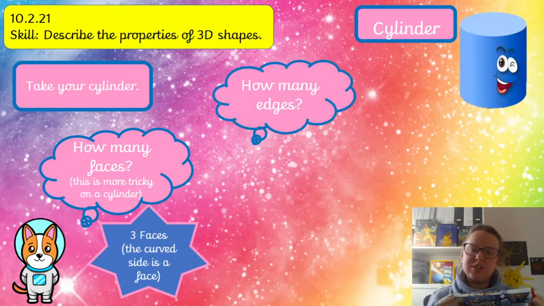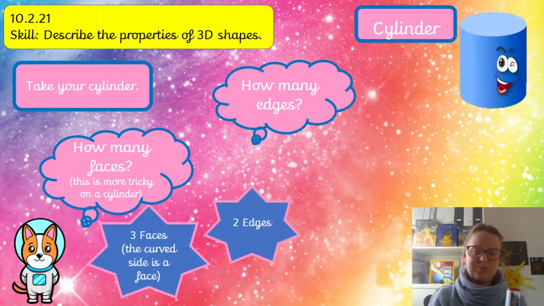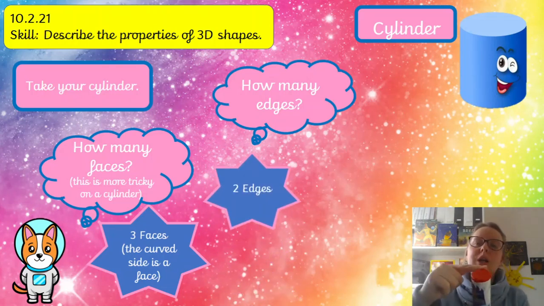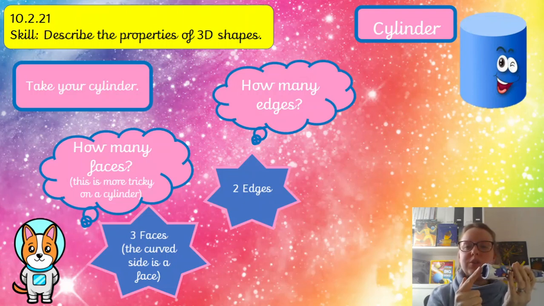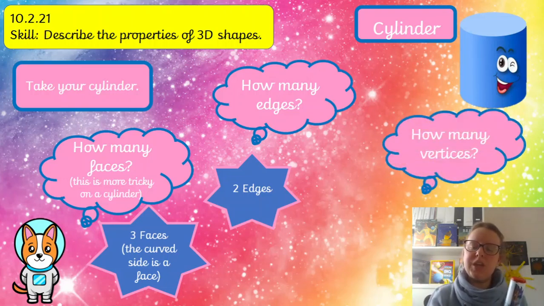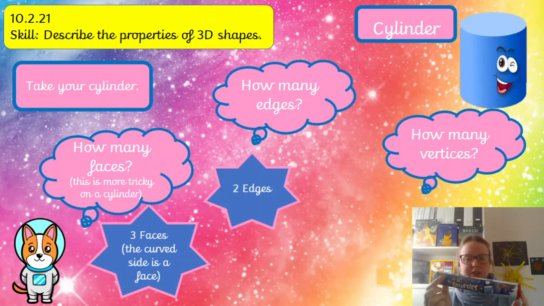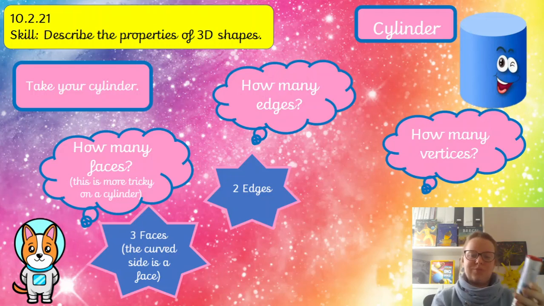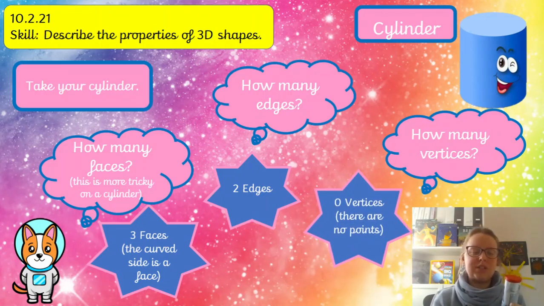How many edges are there on a cylinder? How many edges? There are actually 2 edges on a cylinder, but they are curved edges, aren't they, rather than straight lines. How many vertices on a cylinder? There are no vertices on a cylinder. There are no pointy corners, are there?